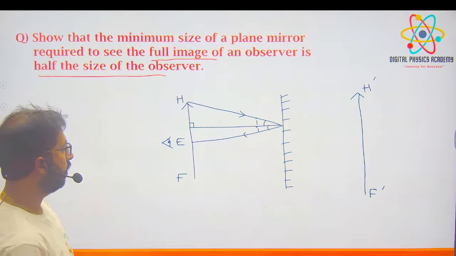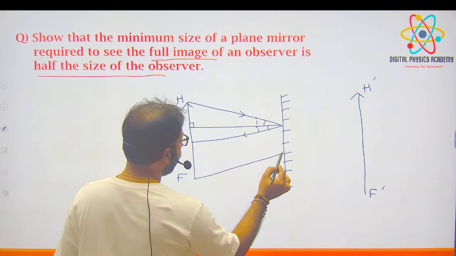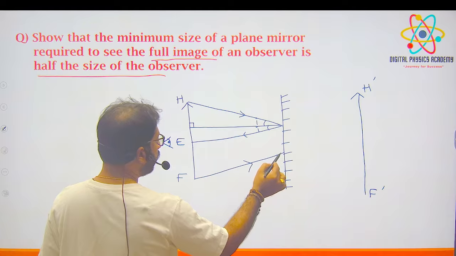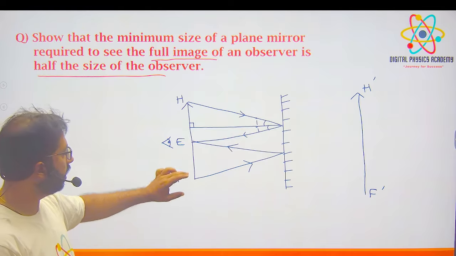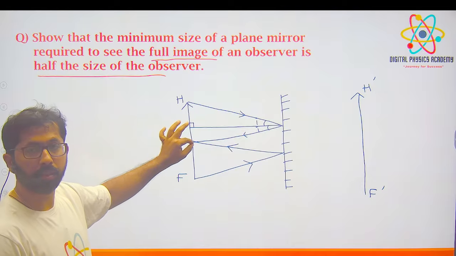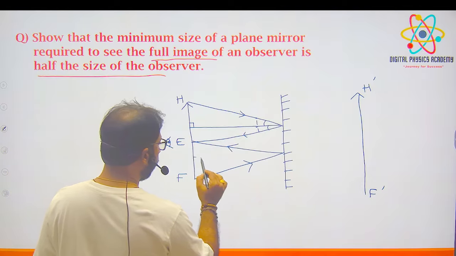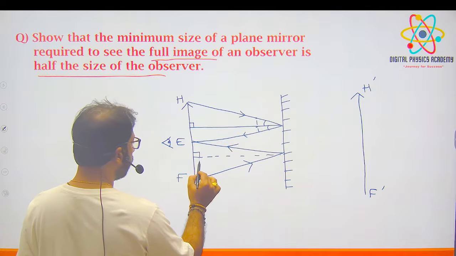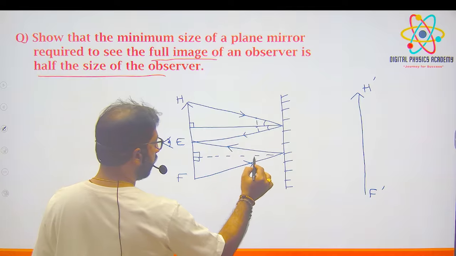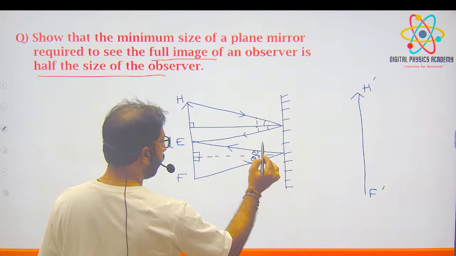Okay. Similarly, from the feet one ray is coming and it should reach the eye. Then only can you see head and feet completely. Okay. Now I am drawing the normal, perpendicular to the surface. Okay. So this is the angle of incidence theta, angle of reflection theta.